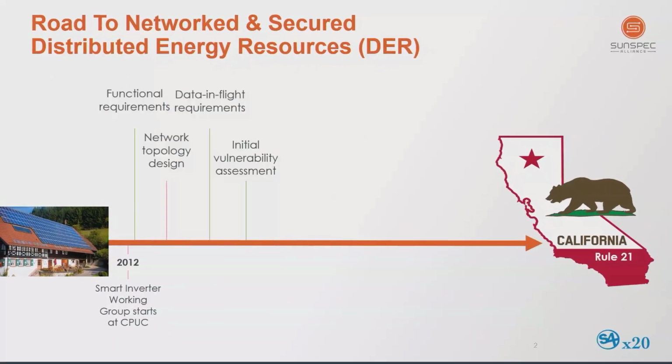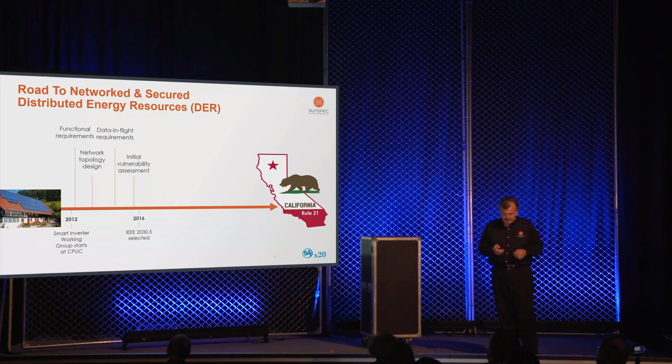During this period of time, we worked out the functional requirements for what the inverters needed to do. We came up with network topology designs to accommodate the fact that the utilities no longer owned all the distributed energy resources. We came up with some data in flight requirements. This was considered to be the top priority, securing data in flight. And we did an initial vulnerability assessment.